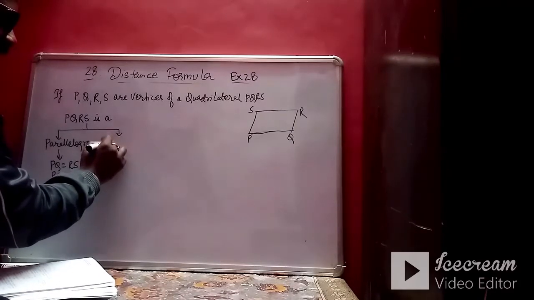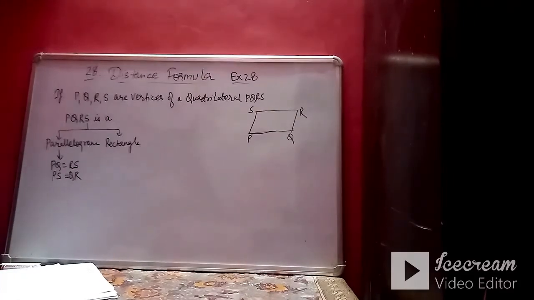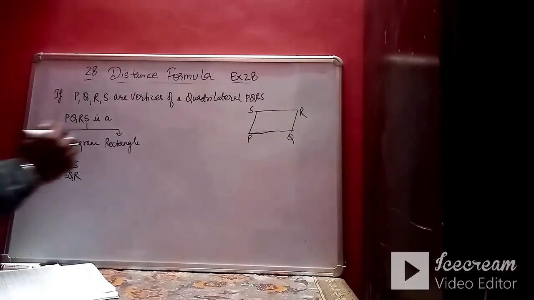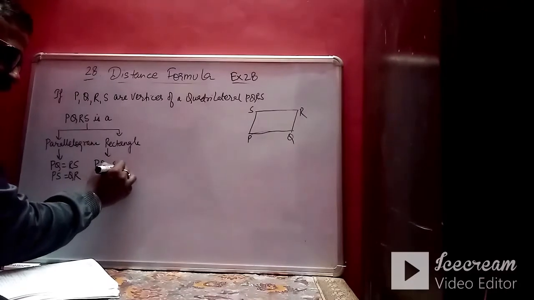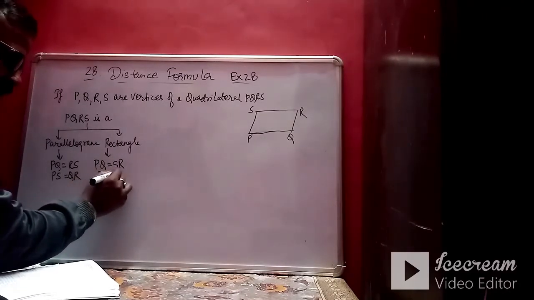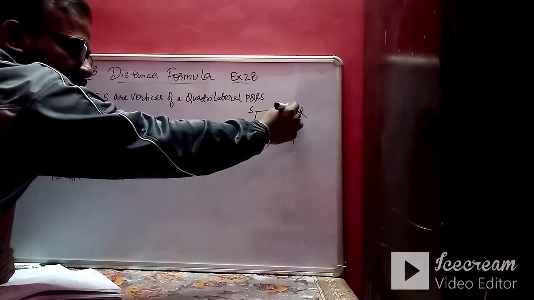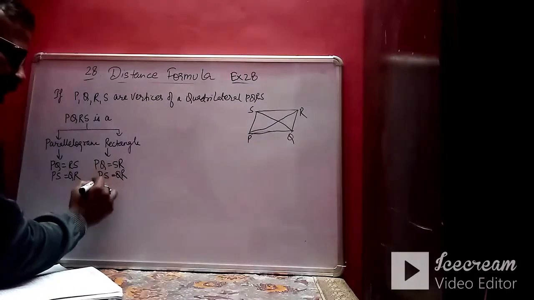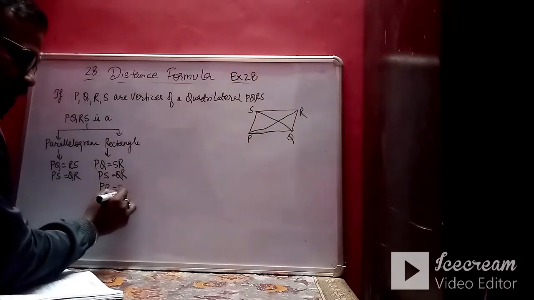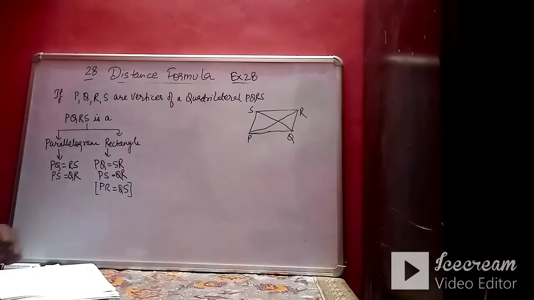Similarly, if you want to prove that it is a rectangle, so what we know, rectangle is a parallelogram in which opposite sides are equal and parallel, as well as diagonals are also equal. That means if you can prove PQ equal to SR, PS equal to QR, and one more thing, let's make the diagonals. So this is one diagonal, this is another diagonal, and PR equal to QS. This is the additional condition if we can prove.